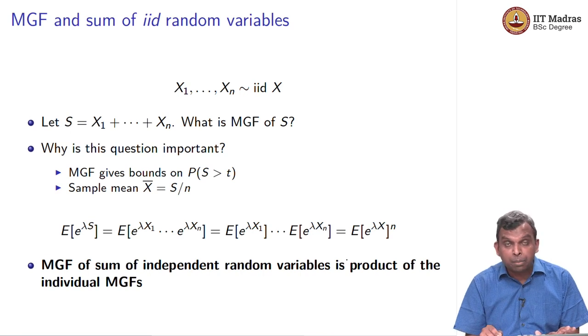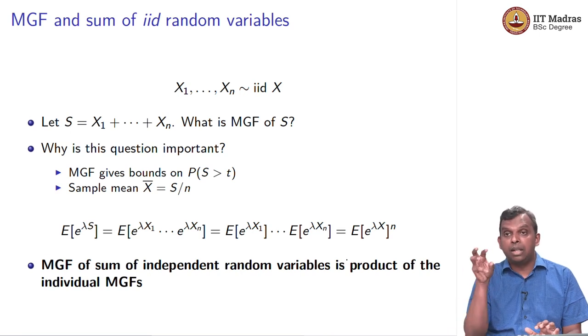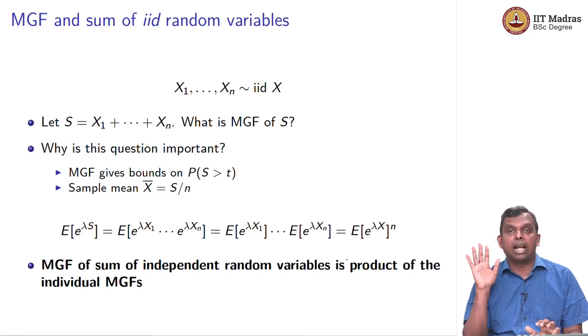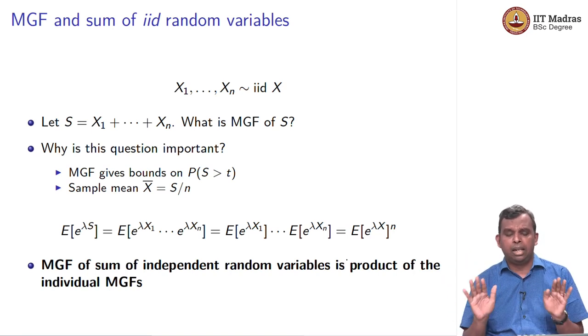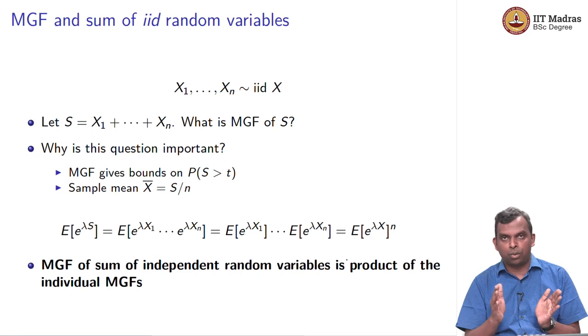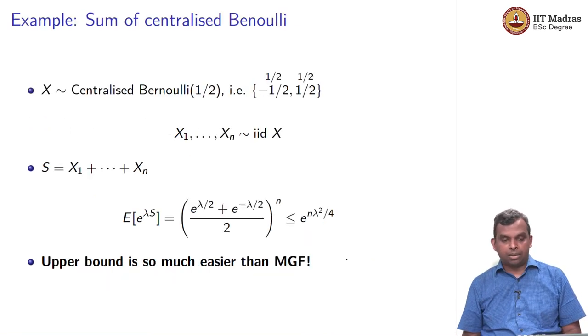So, expected value of e power lambda s, the sum of iid random variables, is simply the individual MGF of the distribution x raised to the power n, okay? Very, very simple and tidy result about the MGF. So, the MGF multiplies when you add independent random variables. Very useful and simple and elegant result. And you see how the MGF is so powerful and why it naturally enters the picture when we study samples and IID samples in particular. Okay, wonderful, powerful result. Let's use it and see how it happens.